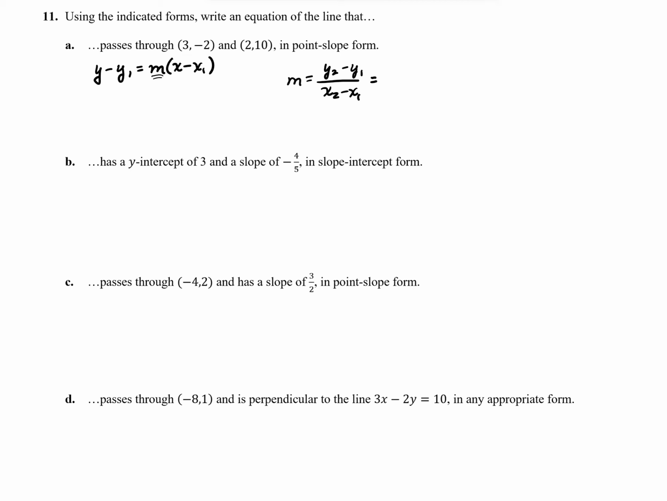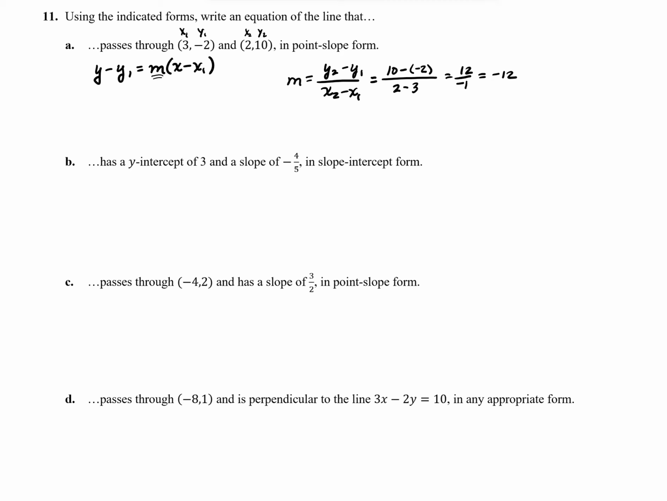If we use the formula, I'll call this the x2, y2, and this is the x1, y1. So y2 is 10 minus negative 2, all over, what is it, 2 minus 3. So that's going to be 12 over negative 1. So negative 12. And then for x1, y1, we can pick either point. The x1, y1 is just any point on your line.